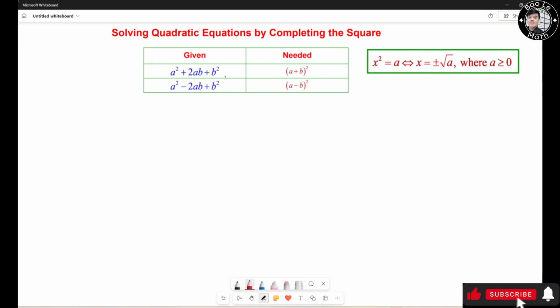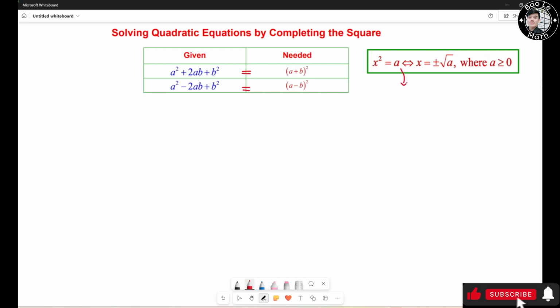This is complete square. a squared plus 2ab plus b squared is equal to (a plus b) altogether squared. a squared minus 2ab plus b squared is equal to (a minus b) altogether squared. And you have the formula if s squared equals a, when you take square root both sides, it turns out to be s equals plus and minus square root of a, right? Where a is greater than or equal to 0.